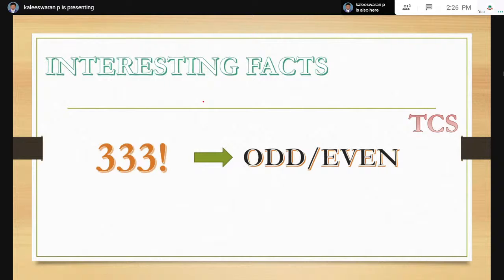Another interesting fact. Is 333 factorial an odd number or an even number? This question was already asked in our college campus interview. I have taken it from that question paper. Is 333 factorial an odd number or an even number?